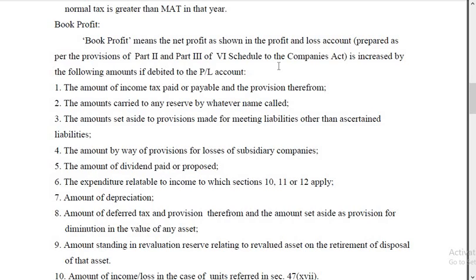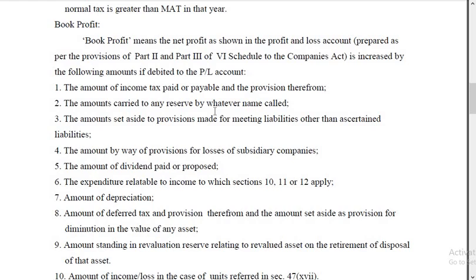Now, what are those items debited to profit and loss account? The amount of income tax paid or payable and provisions thereof. On the debit side of profit and loss account, you may find income tax paid or provision for income tax. So these are not allowed. Therefore, these are to be added back to net profit, which is shown by the profit and loss account. Next one, the amounts carried to reserve by whatever name called. For example, in the profit and loss account, there might be an item transfer to general reserve. Then what you have to do is add back that value because that's not allowed while computing book profit.